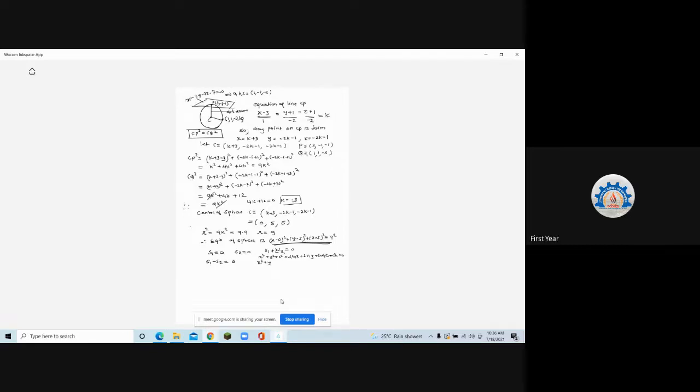X square plus Y square plus Z square plus 2ux plus 2vy plus 2wz plus d2 is equal to 0. So if I do S1 minus S2, I'll get this to be equal to 2x(u1 minus u2) plus 2y(v1 minus v2) plus 2z(w1 minus w2) plus (d1 minus d2). So what does this represent?